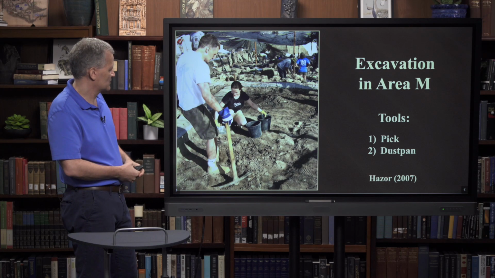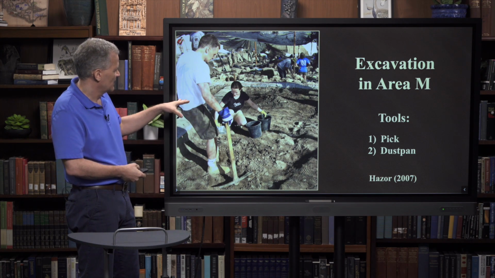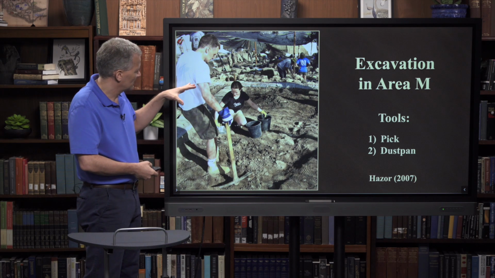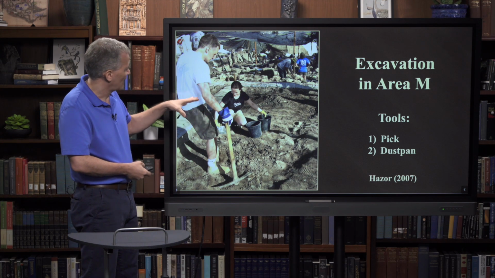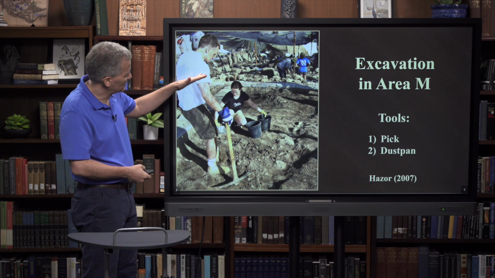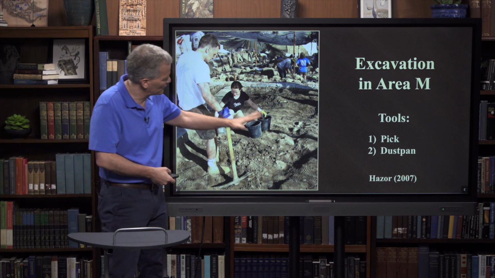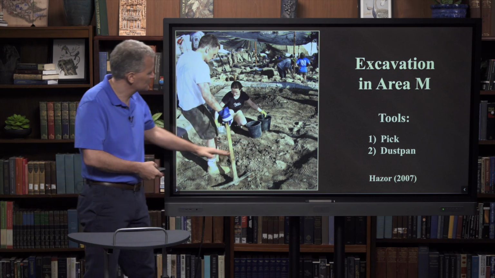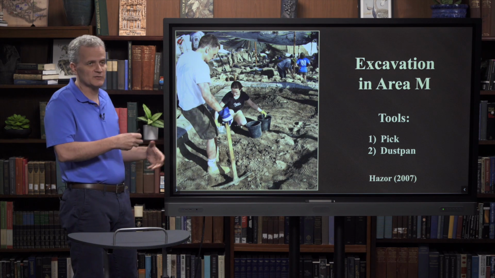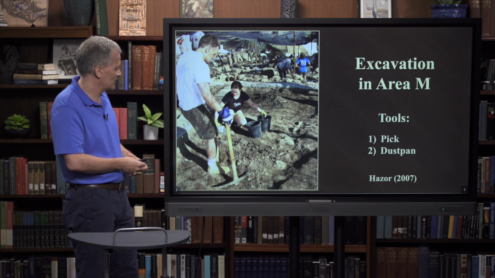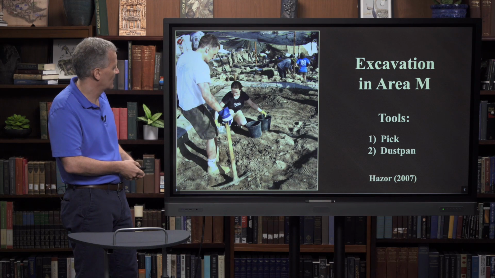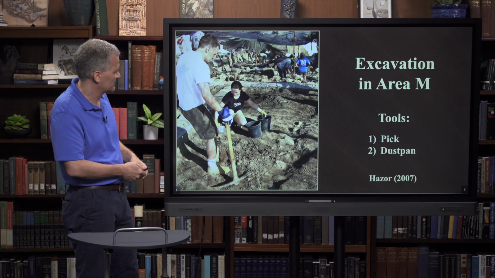Here is some work being done at Hatzor in 2007. You can see we started a new square of excavation on virgin soil. So we dug down from the top, and now we're going down level. And we're here at this point in the Persian period, looking to be able to go down even further to find Israelite and Canaanite occupational sites.